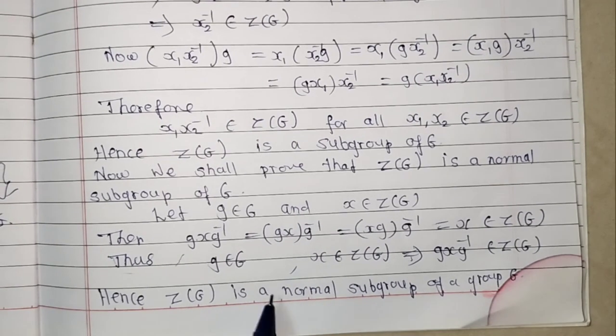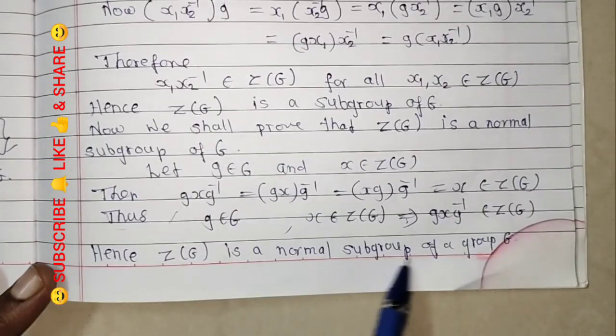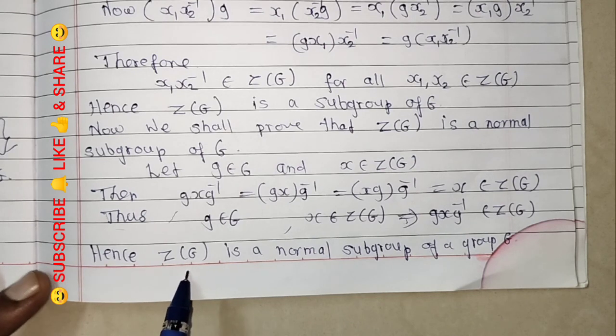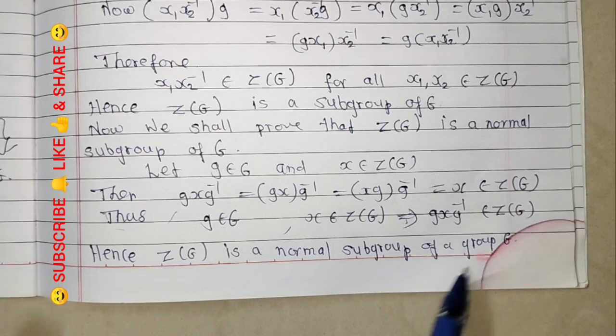Thus, we have proved that the center of a group is a normal subgroup of G. That is, ZG, the center of a group, is a normal subgroup of group G.